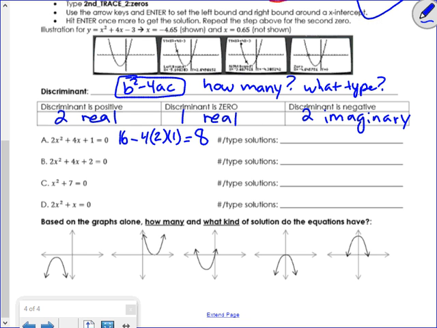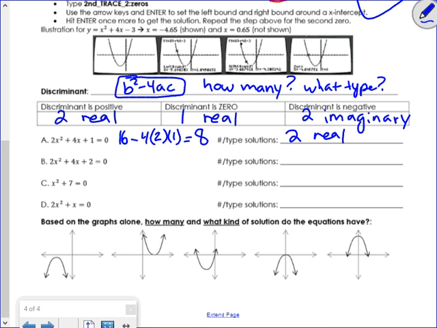No. This is called the discriminant. This number right here is a discriminant. This is a positive number. How many solutions? 2 real. So you're going to find the discriminant first and decide if it's positive, 0, or negative, and then based on that, you're going to use this little chart right here to figure out what the answer is.